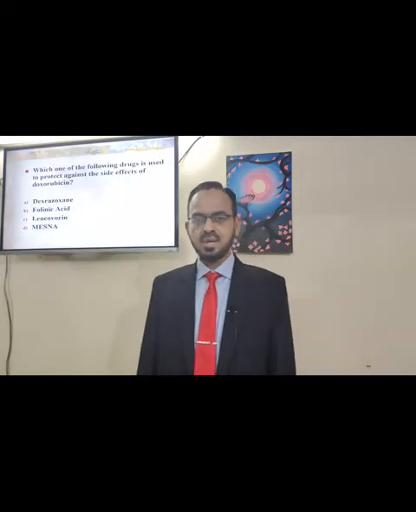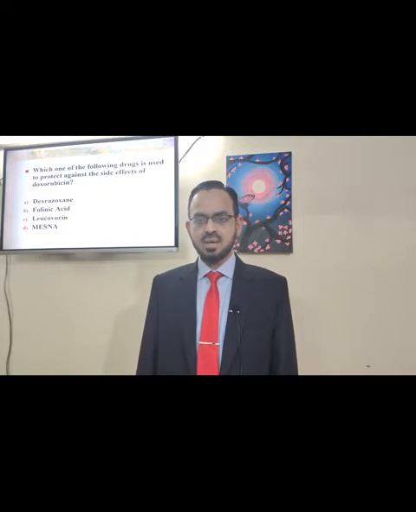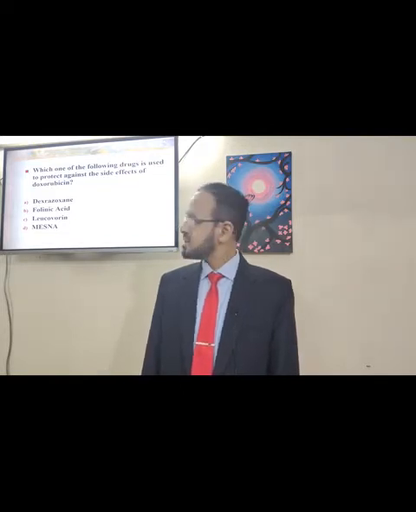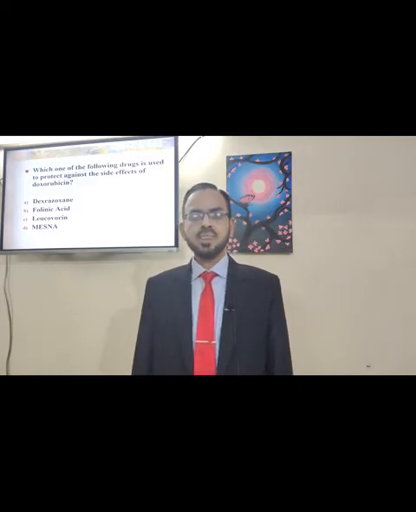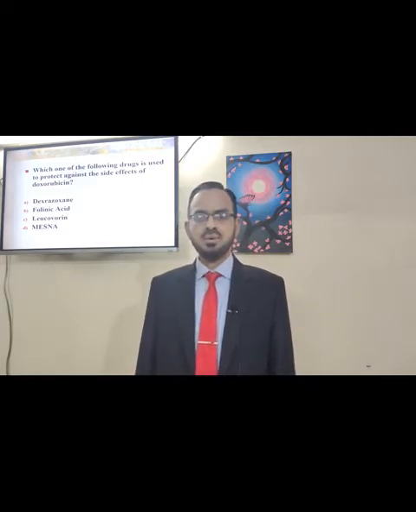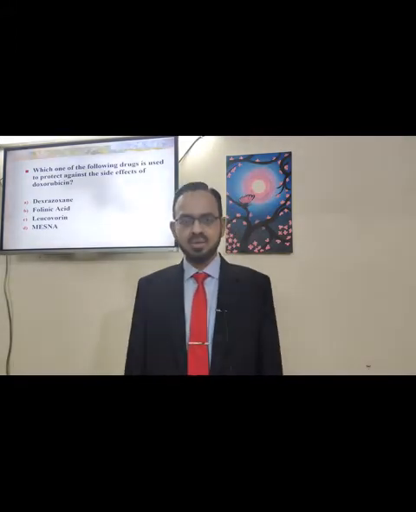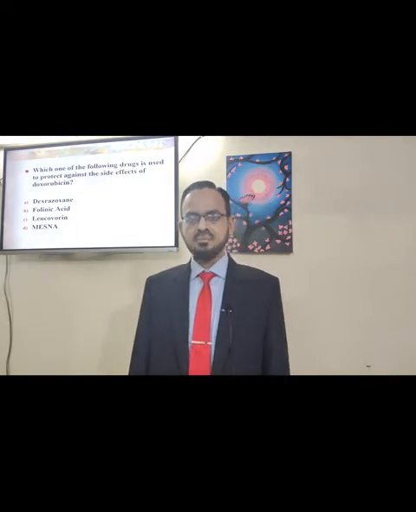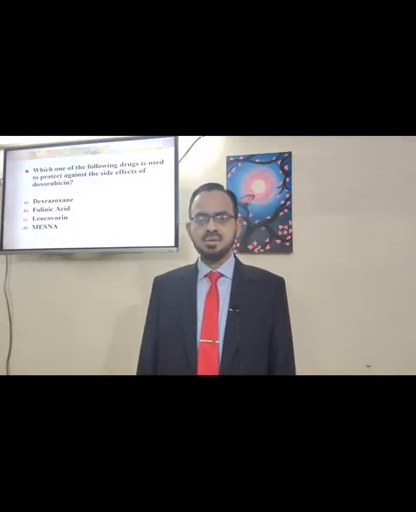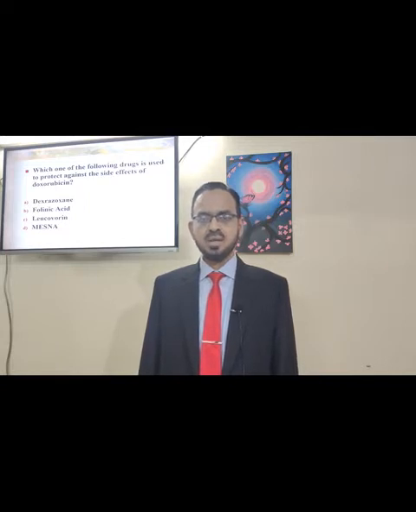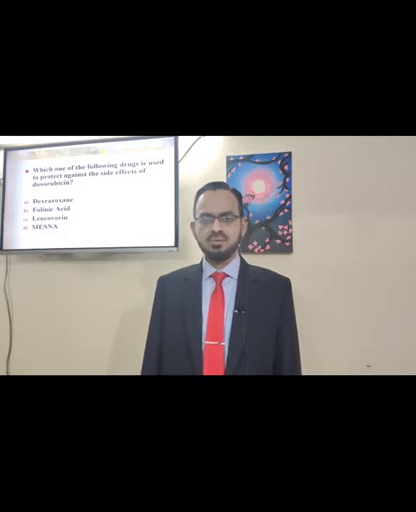It is a chemical antagonist which binds with these drugs and causes their excretion. The other drugs mentioned are also antidotes. Folinic acid and leucovorin are the same names for the antidote given in methotrexate toxicity, while mesna or mercaptoethane sulfonate sodium is the antidote given in cyclophosphamide toxicity.